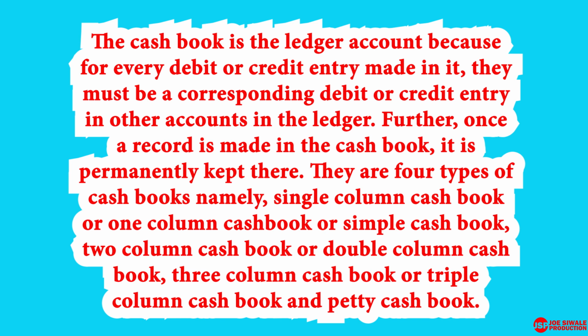There are 4 types of cash books, namely single column cash book or 1 column cash book or simple cash book. Then we have the 2 column cash book or double column cash book. Then we have 3 column cash book or triple column cash book. Then we have the petty cash book.